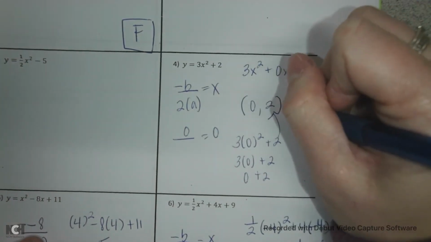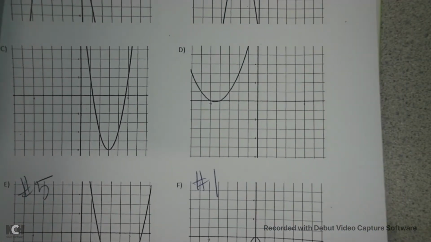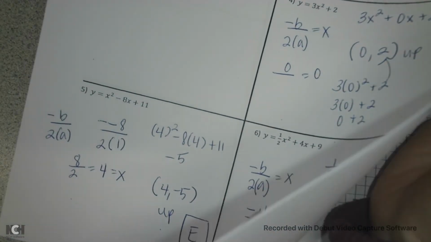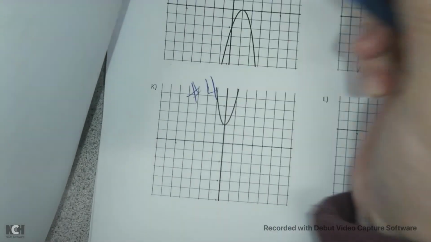And it opens up at 0, 2. So then I will go over here. 0, 2. Ooh, K. 0, 2. And it opens up. So which number was that? 4. Number 4 is K.